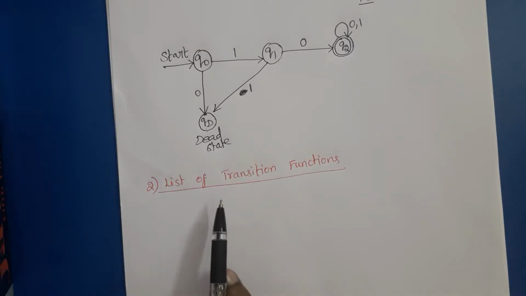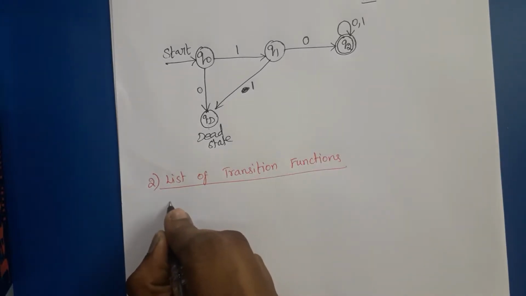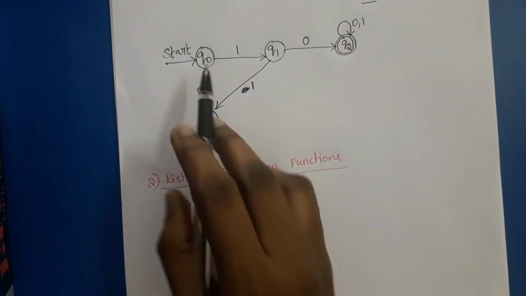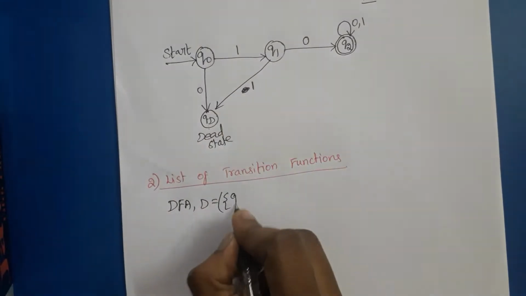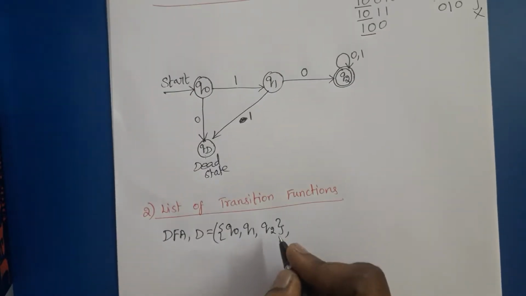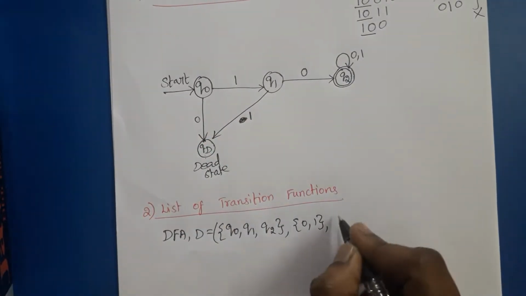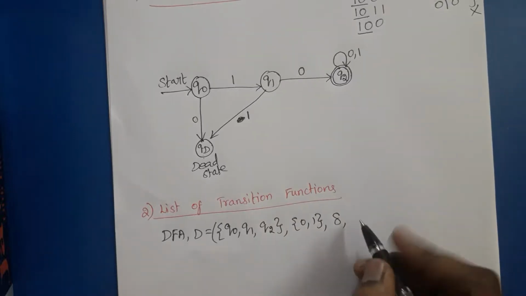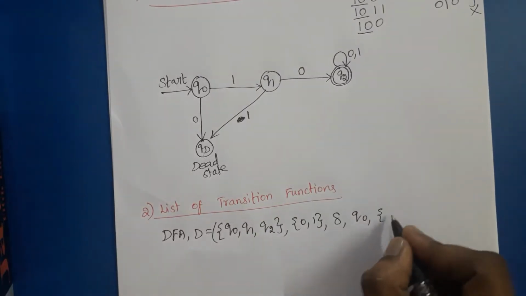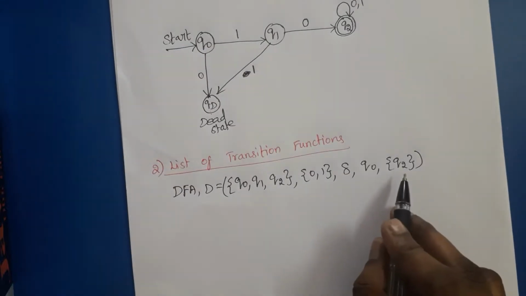The second format is by writing a list of transition functions. We can write it like DFA D is equal to the set of states. Here the set of states are Q0, Q1, Q2. There is no need to write the dead state. Then the set of input symbols are 1 and 0. Then the transition function delta should be listed afterwards. Then the start state Q0, and the fifth tuple is the final state. The final state is normally represented with braces because one or more states may be final states.